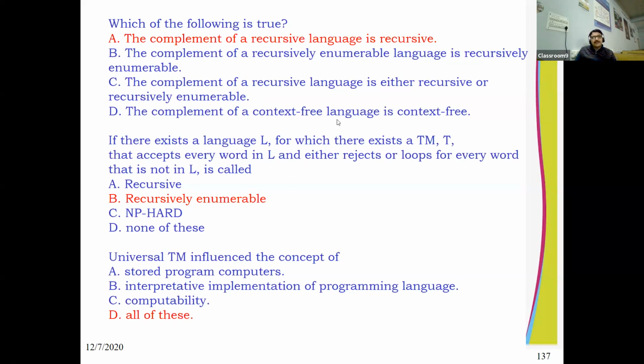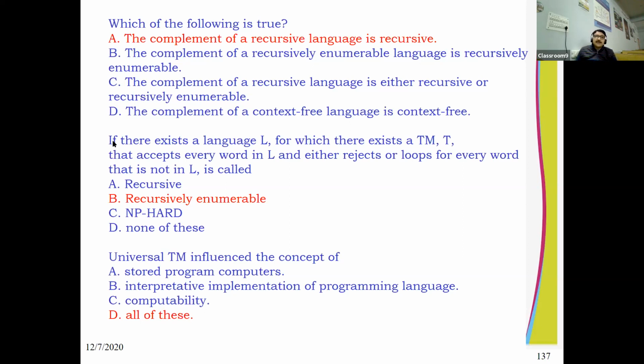The complement of context free is context free. In the complement of context free, context free का जो complement होगा वो context free नहीं होता, है ना? So this is also the wrong answer. So the point of communication is you should know that, on the basis of these points I can ask you many questions. So you should know the basic property of recursive, recursive enumerable, and the context free.